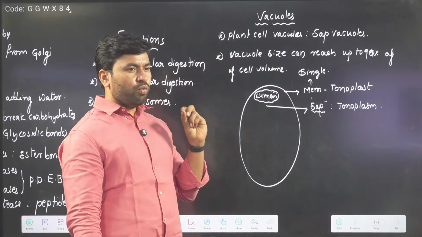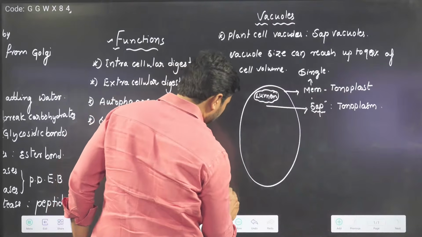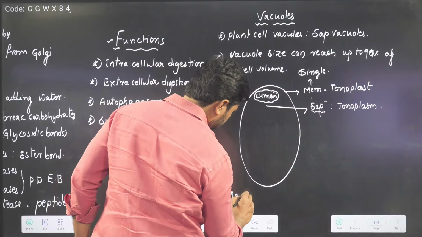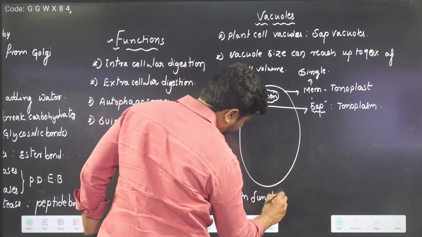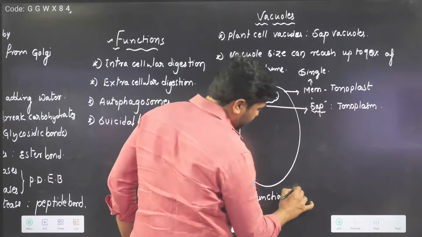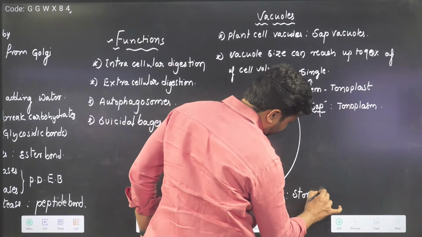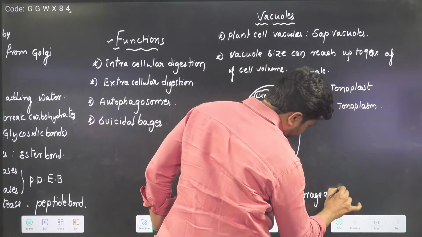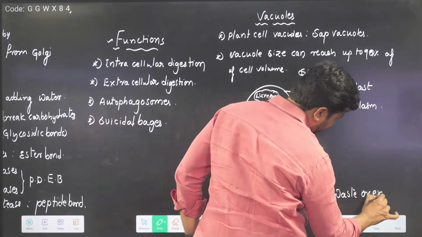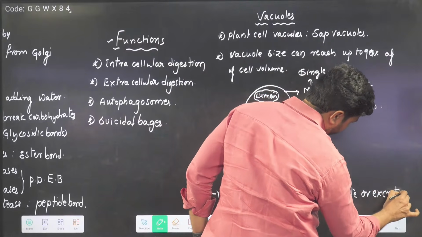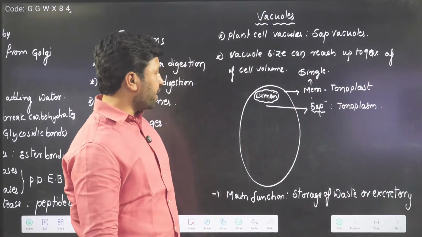Then, what is the main function of the vacuole? Main function of the plant vacuole I am talking about. Okay? Storage of waste or excretory materials. Storage of waste or excretory material.